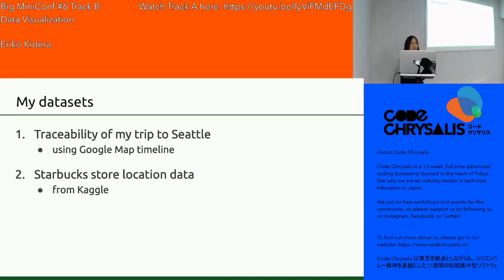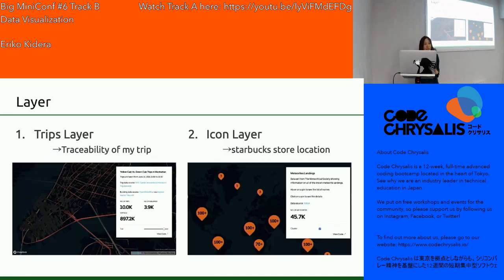So this is my dataset. In February of this year, I went to Seattle to go to Starbucks. So I used the traceability data of my trip, from Google Map timeline data. The next dataset is Starbucks store location data from Kaggle. And my demo used these layers. First is the trip layer with the traceability of my trip. And second is the icon layer used with Starbucks store locations.